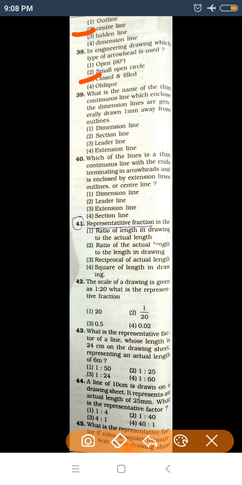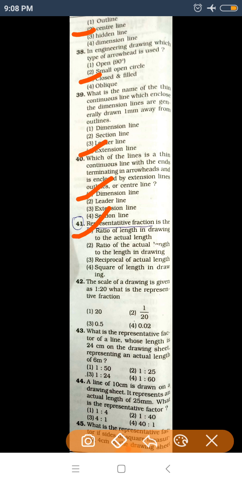In engineering drawing, which type of arrowhead is used? Closed and filled type. What is the name of the thin continuous line which encloses the dimension lines? Extension line will be the answer. Which of the lines is a thin continuous line with the ends terminating in arrowheads and is enclosed by extension line, outlines or center line? Dimension line.